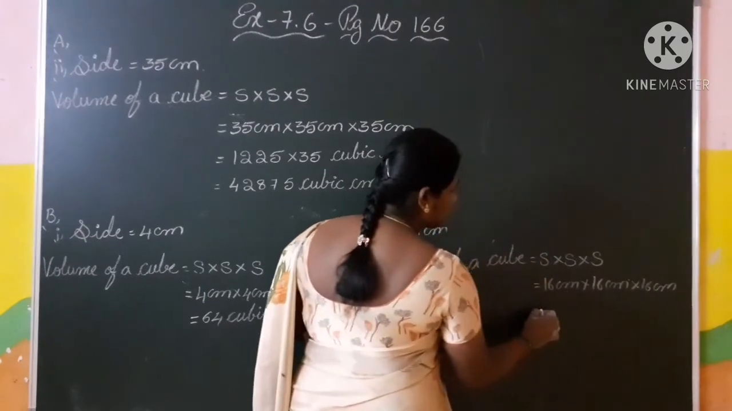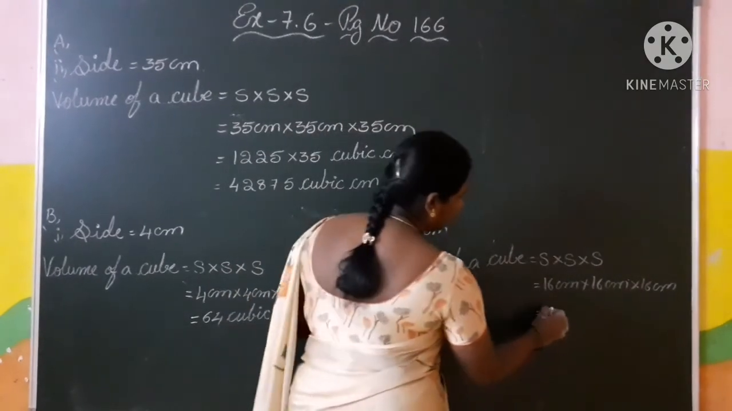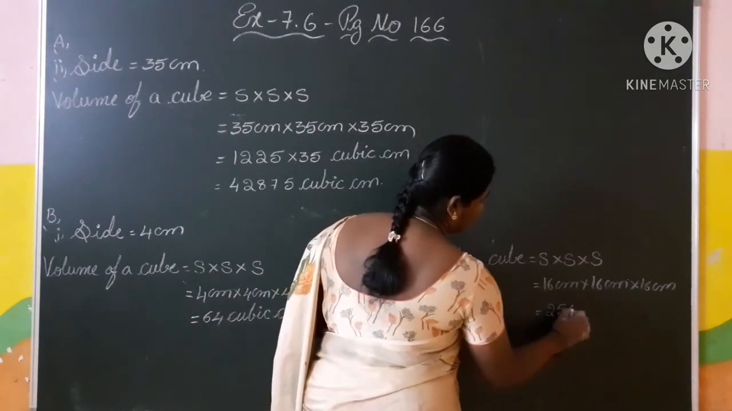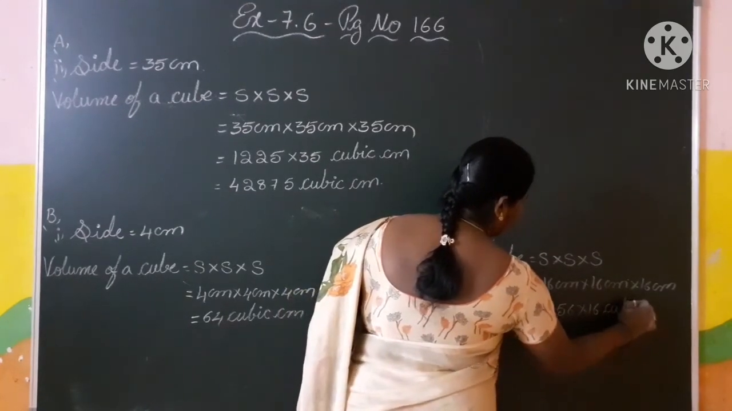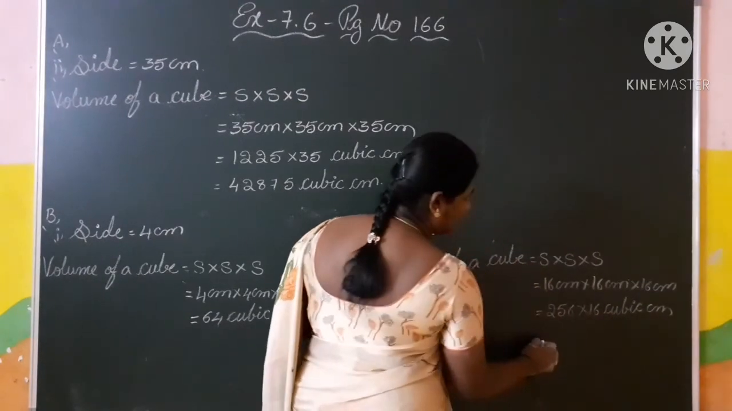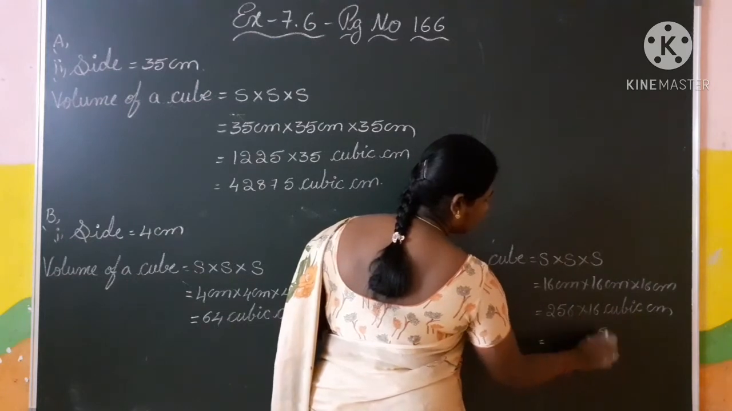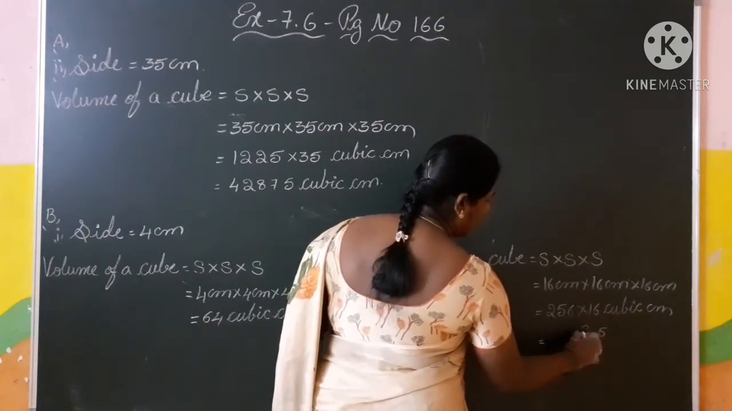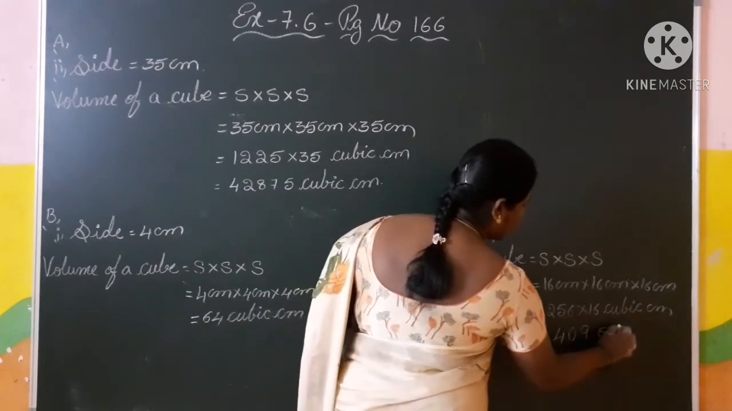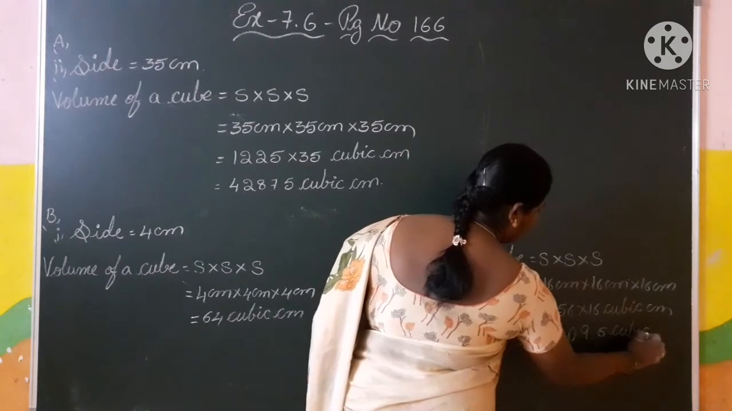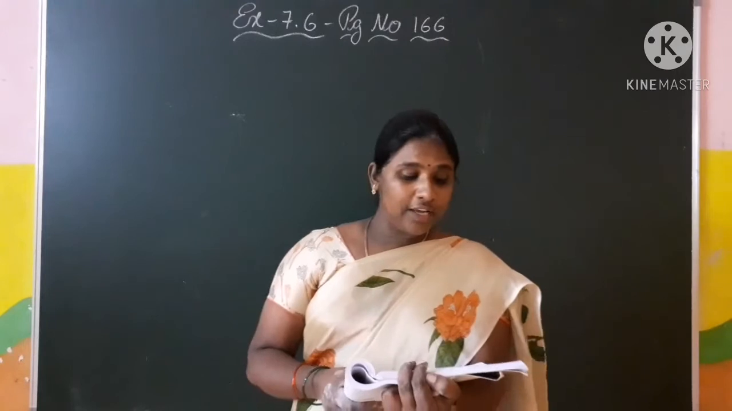So 16 16s, how much? 256. 256 into 16 cubic centimeter. So we have to multiply with 16. 16 6s are 96, 9. 16 5s are 80 plus 9, 89. 16 2s are 32 plus 8, 40. So 4096 cubic centimeter.